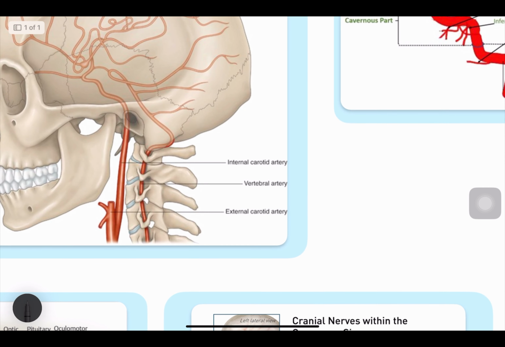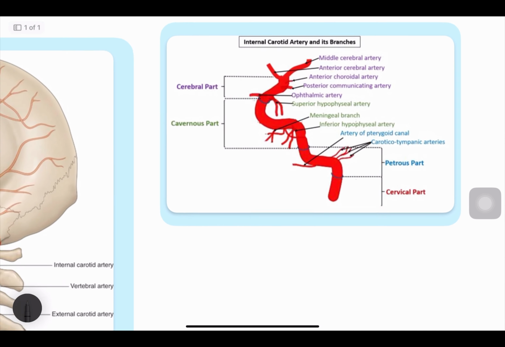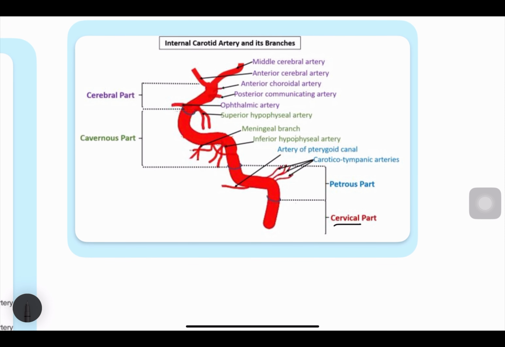And as we know already from the previous video on the cavernous sinus, the internal carotid artery enters via the carotid canal into the brain to contribute to the circulation, and it also enters into the cavernous sinus and comes out of the cavernous sinus and contributes to the arterial circulation of the cerebrum. So it has regions throughout its course: the cervical region, petrous region, cavernous region, and finally the cerebral part.